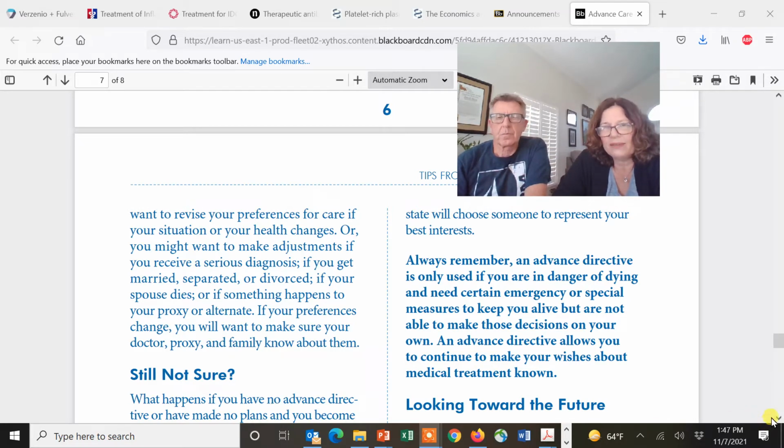And if one person can't serve, maybe they're sick too, or maybe they've moved or something like that, it's a good idea to have backup and backup. So 3 people lined up.